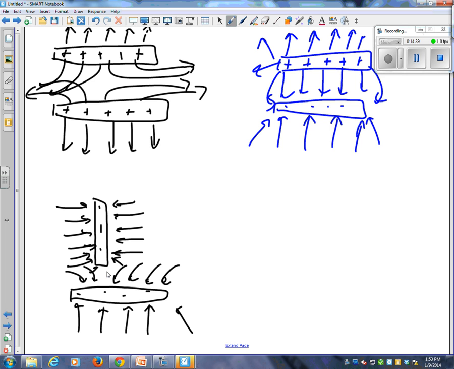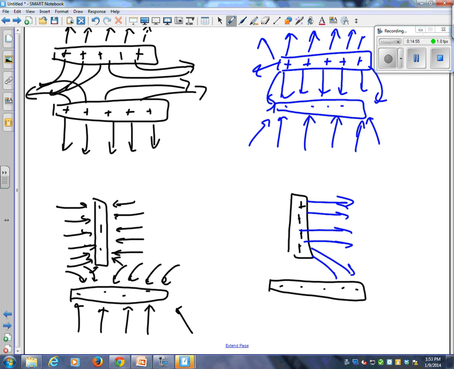Positive and negative. Right? So away, away, away, towards.